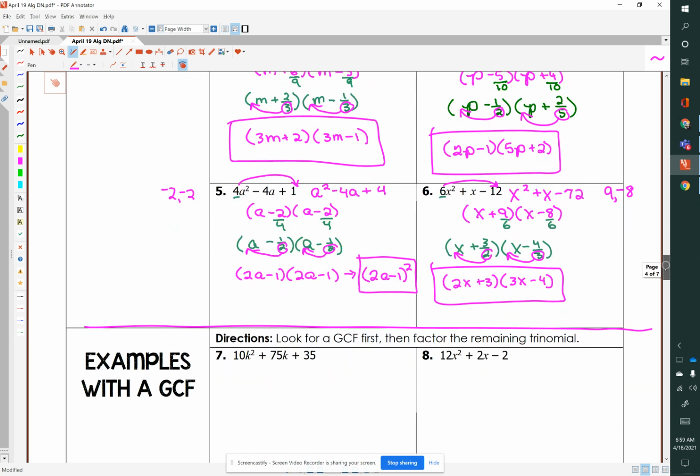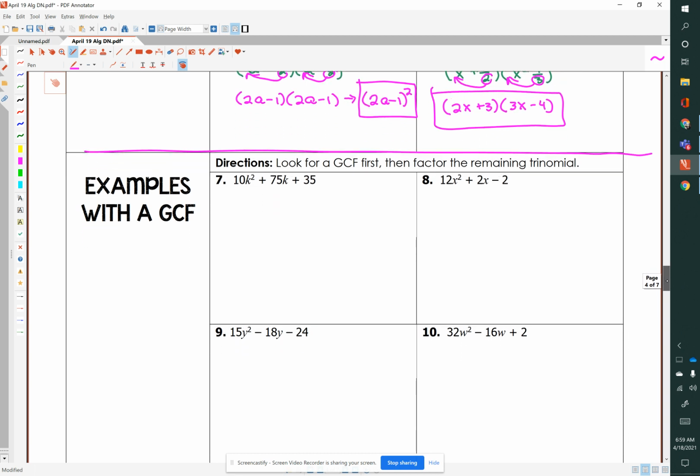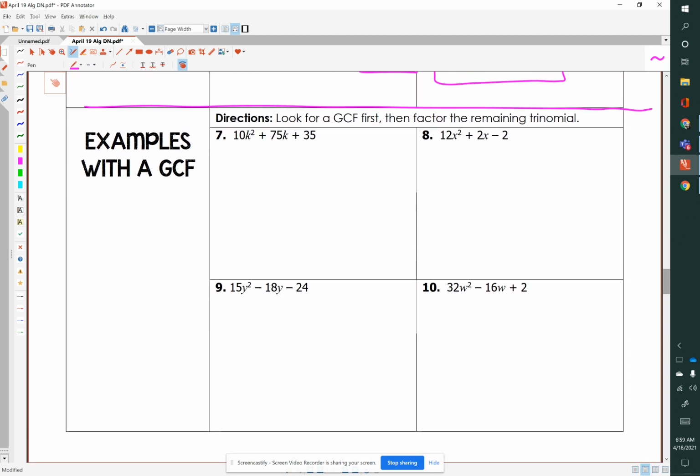Okay, good job. We have 4 more, but they're going to challenge us a little bit more. So with examples 7, 8, 9, and 10, you're going to look for a greatest common factor first. Then you're going to factor the remaining trinomial using the slip and slide method. So when I look at number 7, 10k squared plus 75k plus 35, I can factor out a 5. So let's do that.